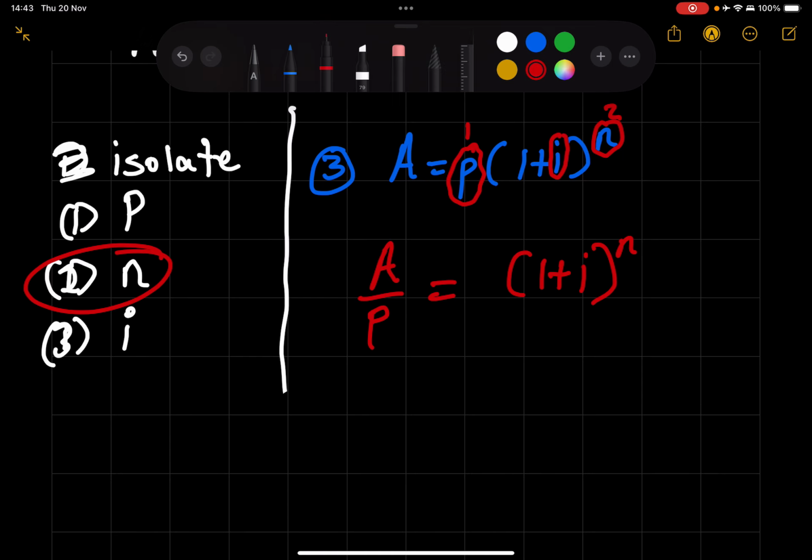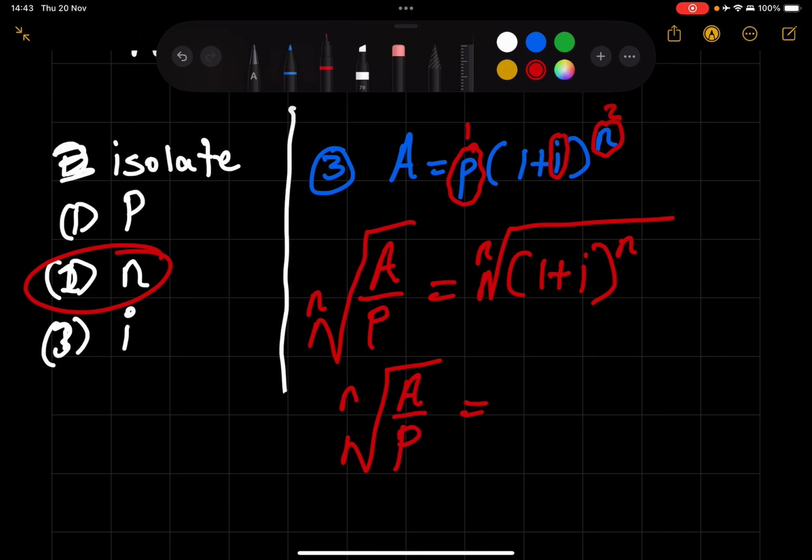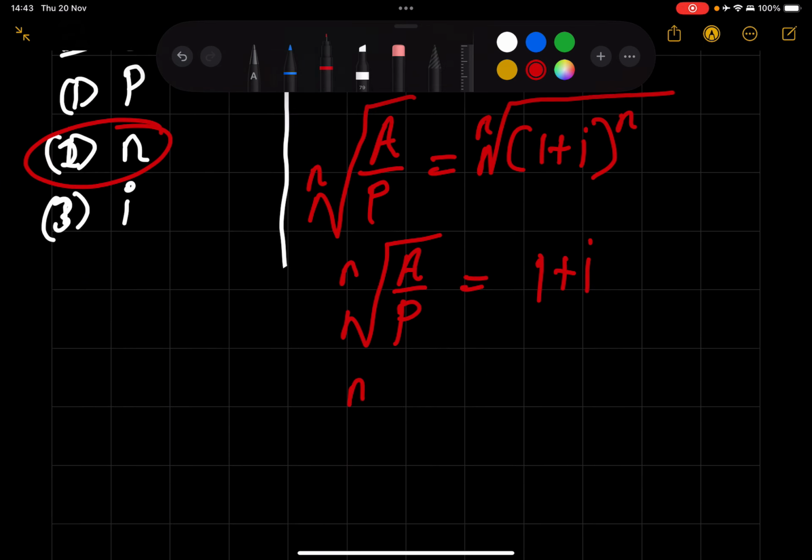To remove an exponent, we remove it by the root, because the inverse operation of an exponent is root. So we take the nth root of both sides. So on the left, we're going to have the nth root of A over P. On the right, the nth root and the n cancel, so you're left with 1 plus i. Then you can see that to isolate i, you need to transpose the 1 to the left. So it will become minus 1 equals i. Okay, and remember, when you solve for i, you always have to multiply the final answer by 100.